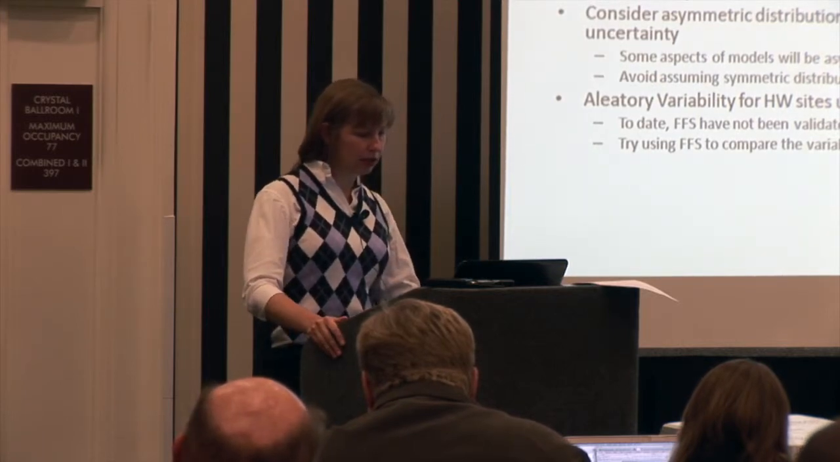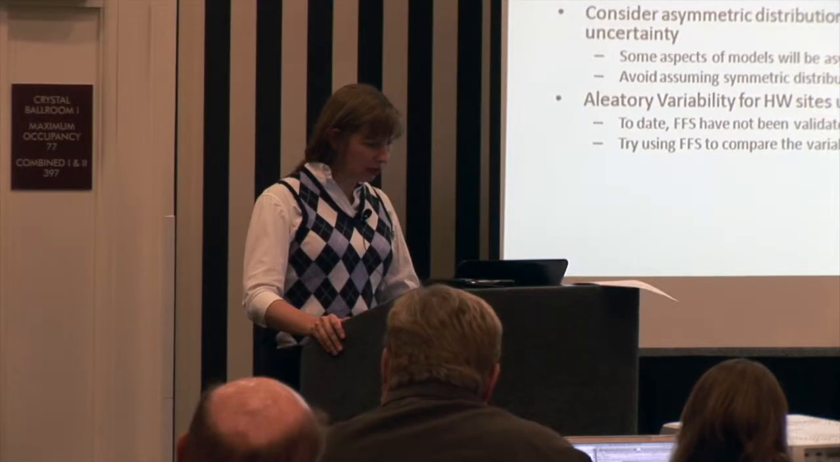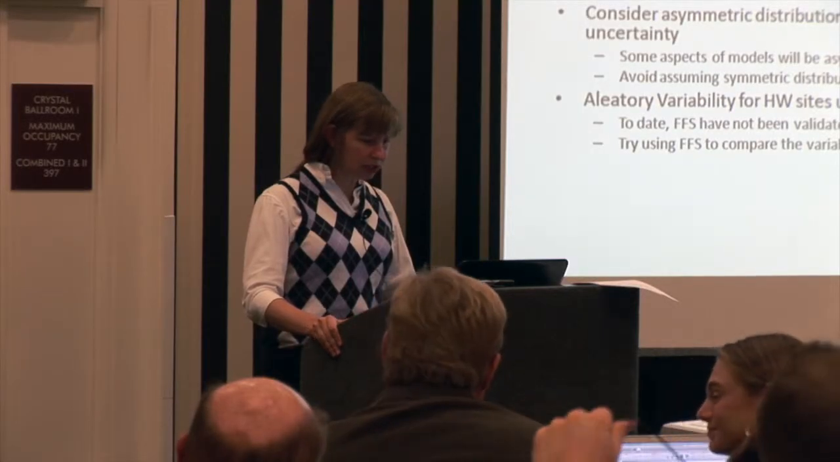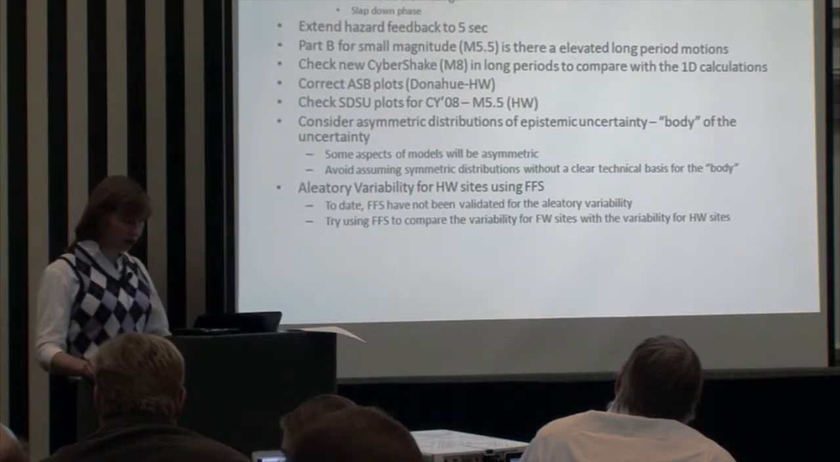Tom Heaton had brought up consider the asymmetry distributions for the epistemic uncertainty. That wasn't Tom Heaton. Bob Budnitz. Yeah, that's right. Thank you. I have all the names on my other sheet. Also looking at aleatory variability for hanging wall sites using the finite fault simulations. And you guys can read, so I don't.